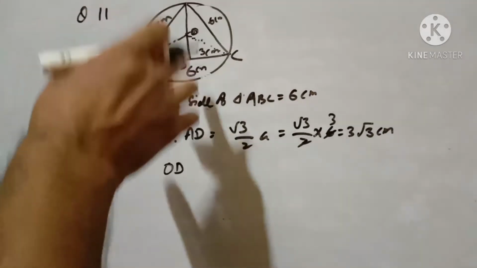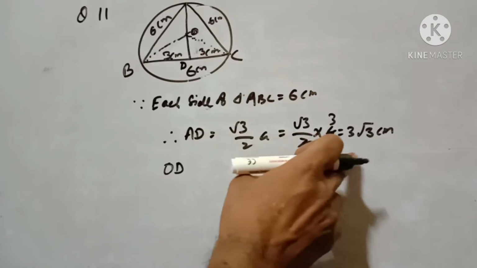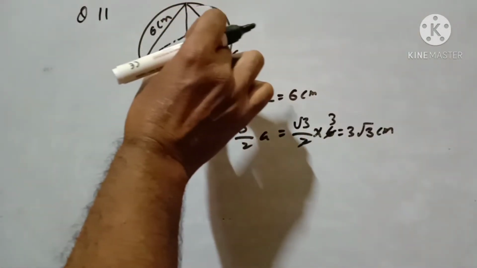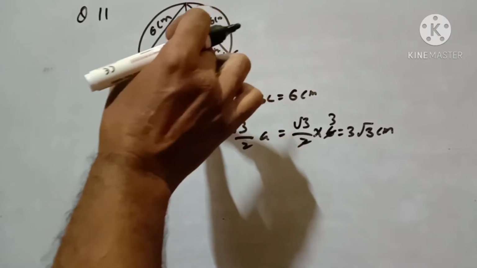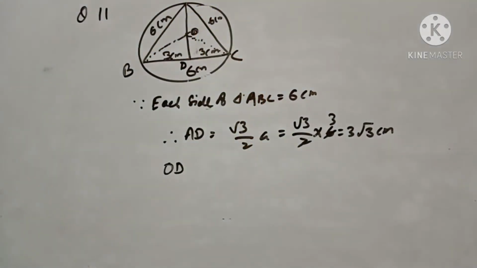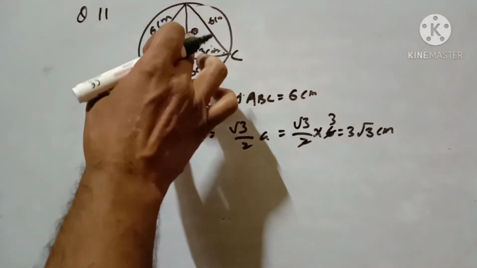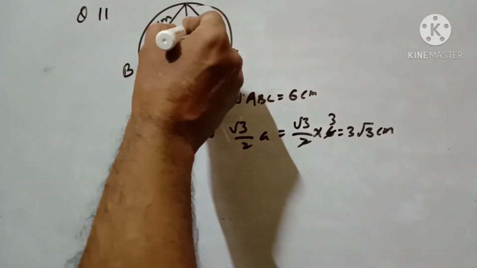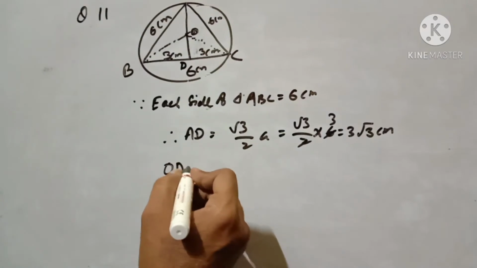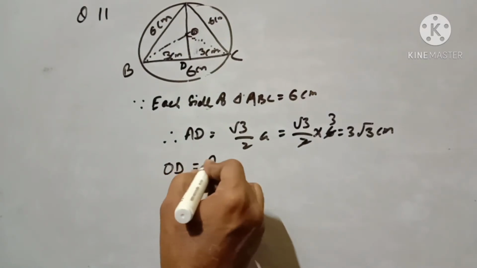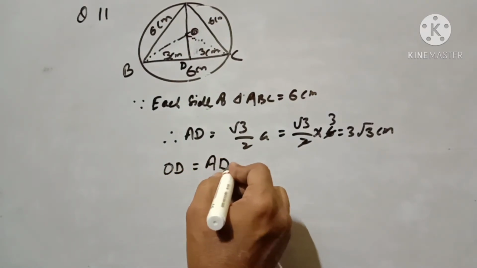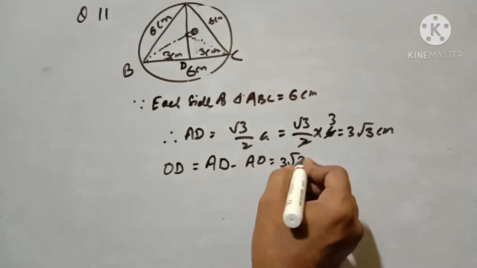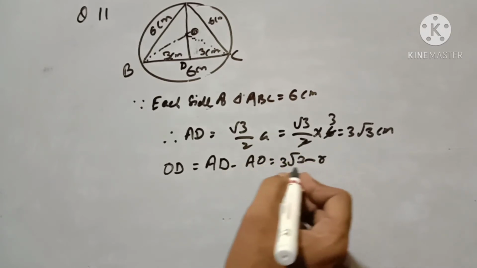Now if I got AD equal to 3 root 3, OD we can find out. OD equals what? OA is your radius, from here to here. This is one radius, this is one radius. So OD equals AD minus AO, that is 3 root 3 minus r.